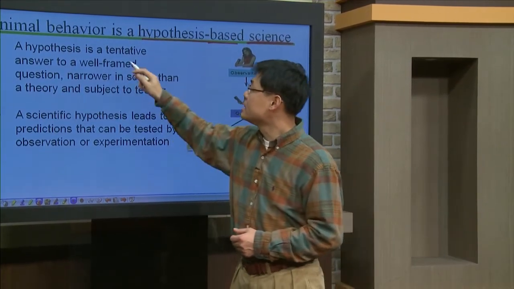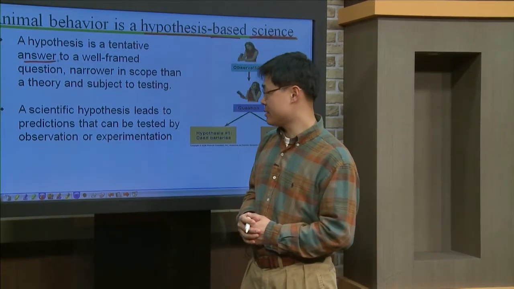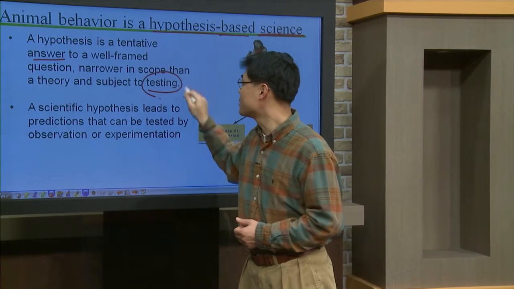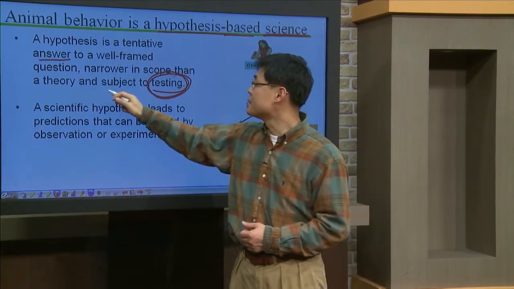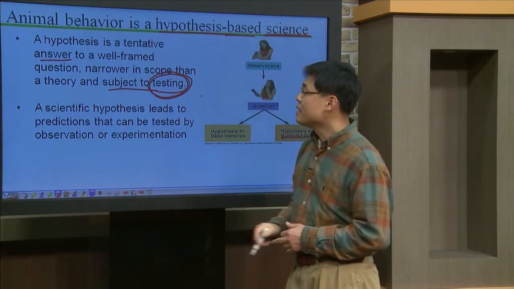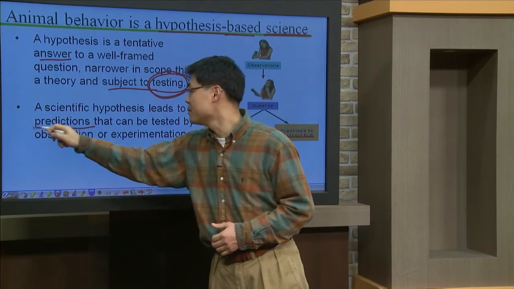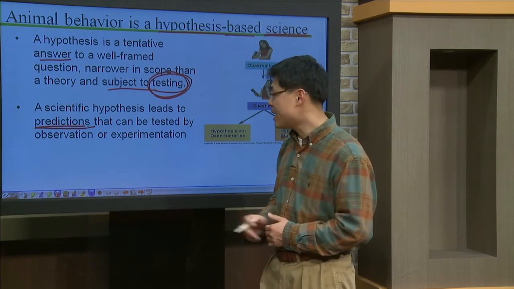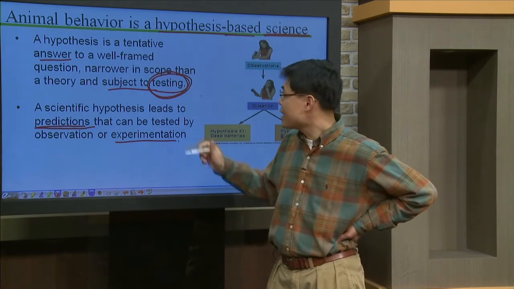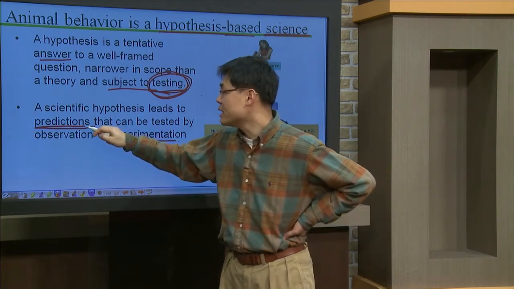So a hypothesis is a tentative answer to a well-framed question. It's narrower in scope than a theory and, this is the most important thing about a hypothesis, it's subject to testing. You can test your hypothesis. And yes, a scientific hypothesis leads to predictions, predictions that can be tested by observations and experimentation. A hypothesis is subject to testing, and a hypothesis leads to predictions.